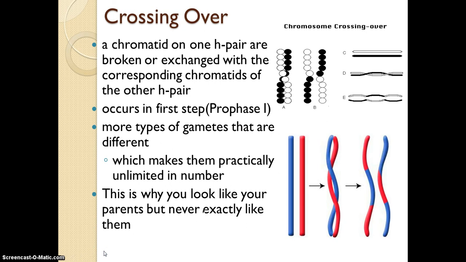Another example of genetic variation is crossing over. We sort of already talked about this. Crossing over only occurs during prophase 1. This can create even more variation on your chromosomes. This is why you look a lot like mommy or daddy, but never exactly like them. Thank goodness, right?